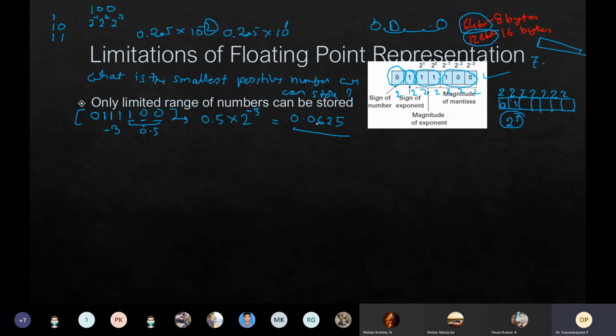During your computations, if you get a number which is less than this, then the computer cannot handle it. That is called an underflow error. I said there are totally 2 to the 7 possible combinations. In all those combinations, this is the smallest positive number: 0, 1, 1, 1, 1, 0, 0.